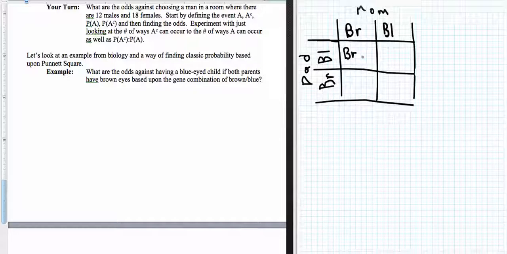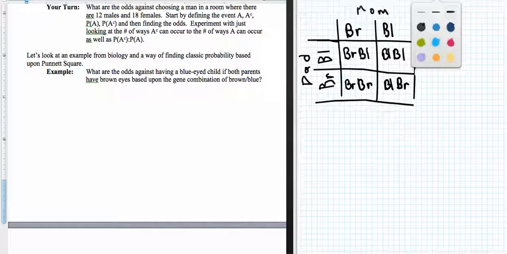So if mom and dad are going to have kids, then the different genetic combinations are shown based upon this Mendel's square or this Punnett square. And so what we have is a brown-blue combination here, so this overlaps with this, and here we have a blue-blue combination, and then here we have a brown-brown combination. And then in the last box here we have a blue-brown combination.